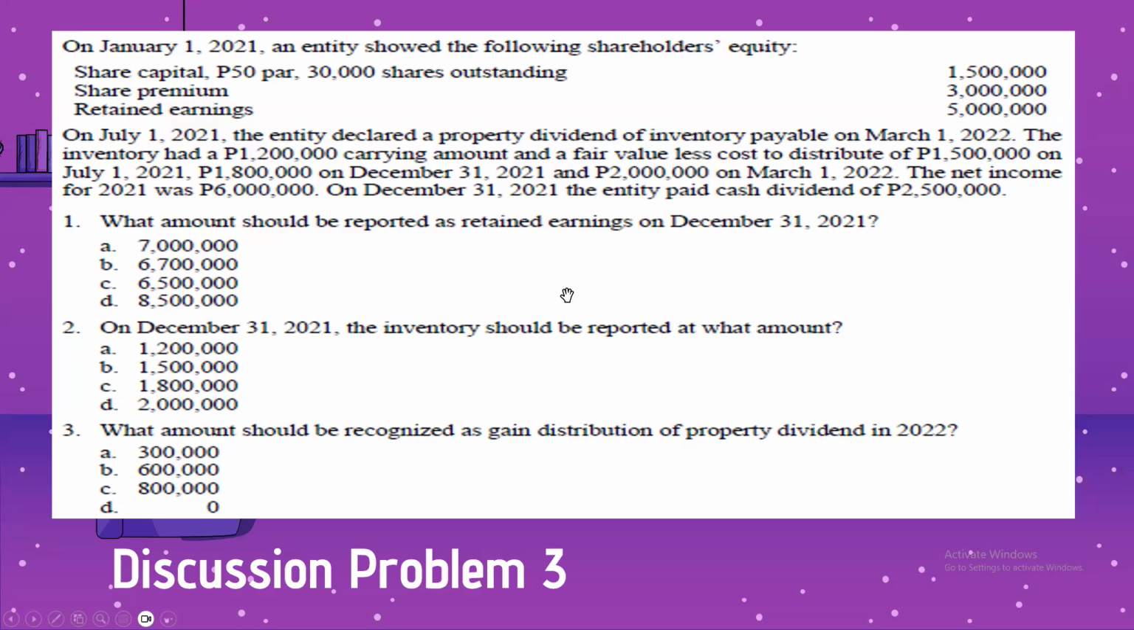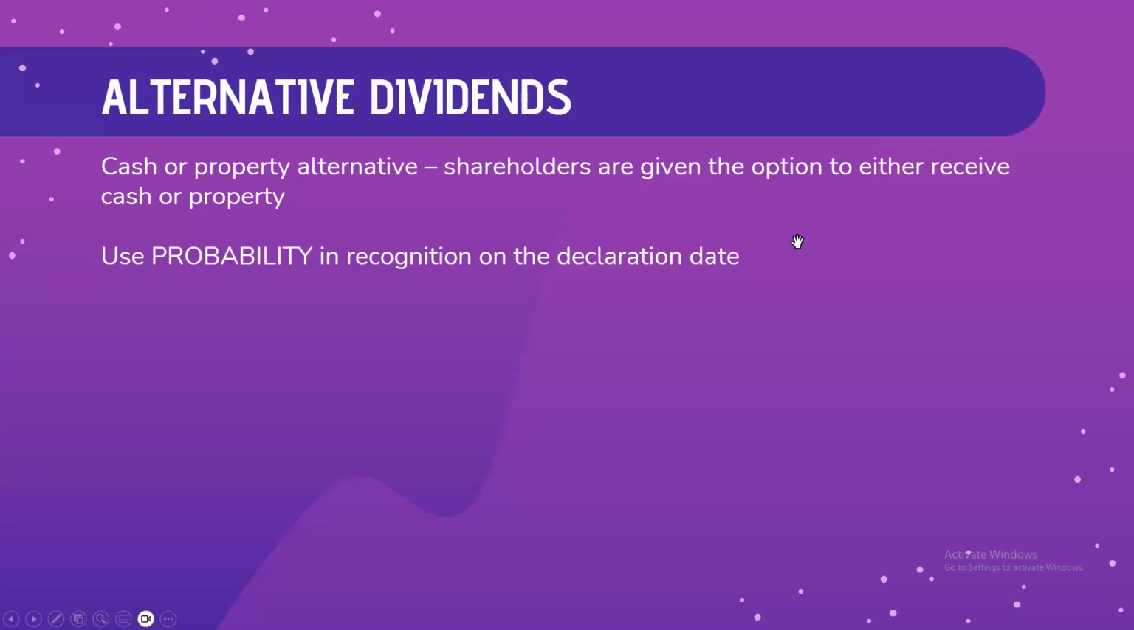In problem 3, we have 3 questions. What amount should be reported as retained earnings on December 31, 2020? On December 31, 2021, the inventory should be reported at what amount? And number 3, what amount should be recognized as gain on distribution of property dividend in 2022? Let me read the problem.